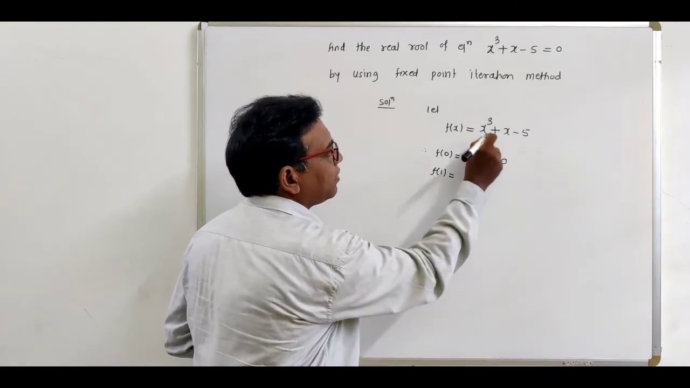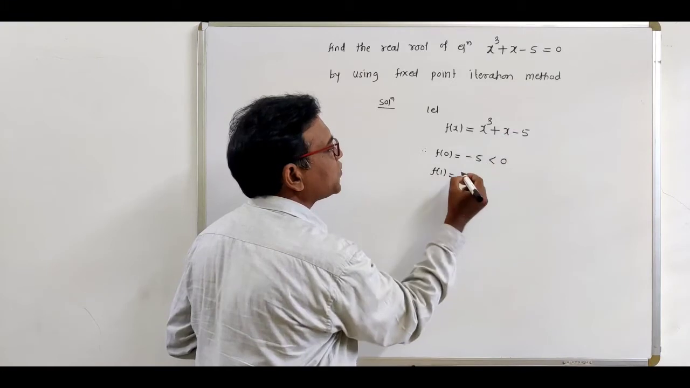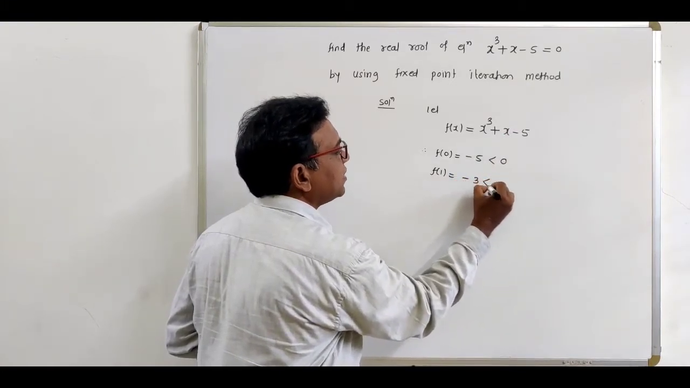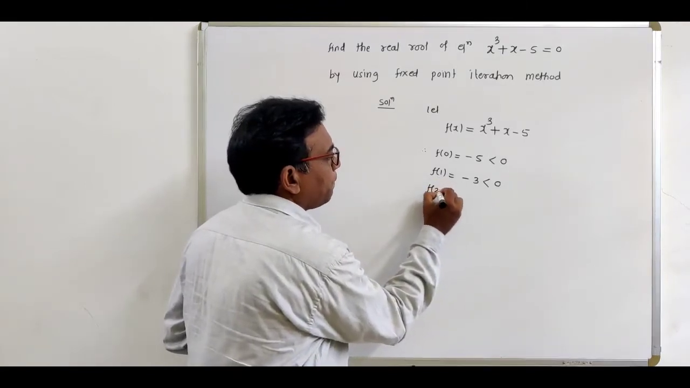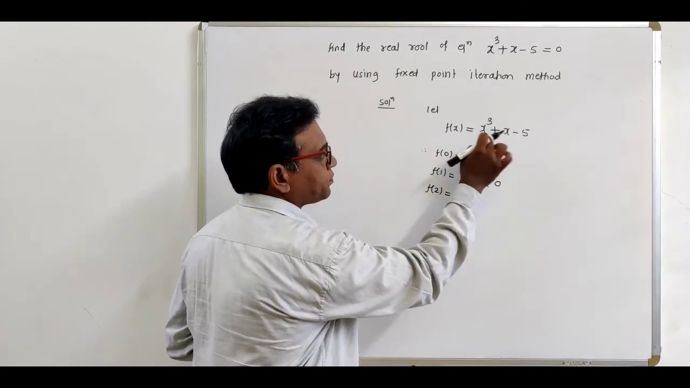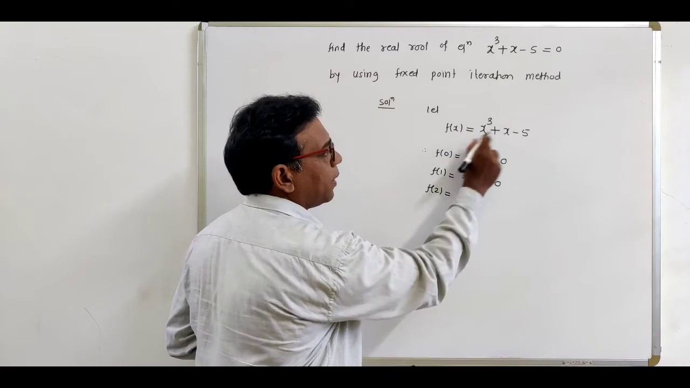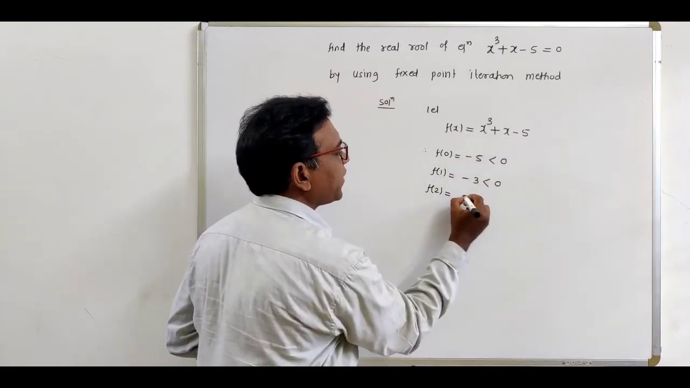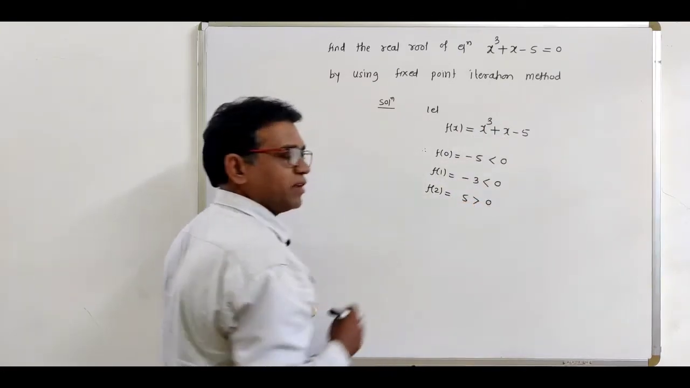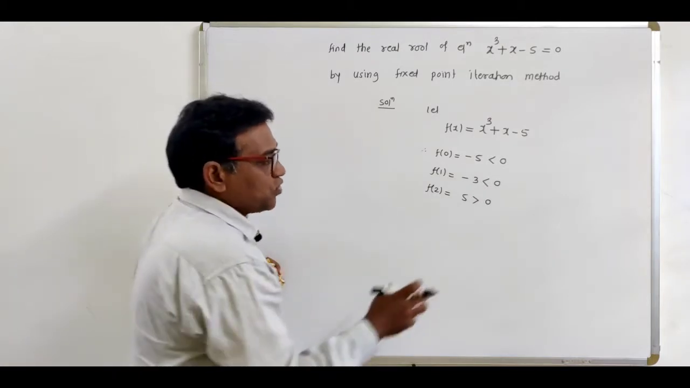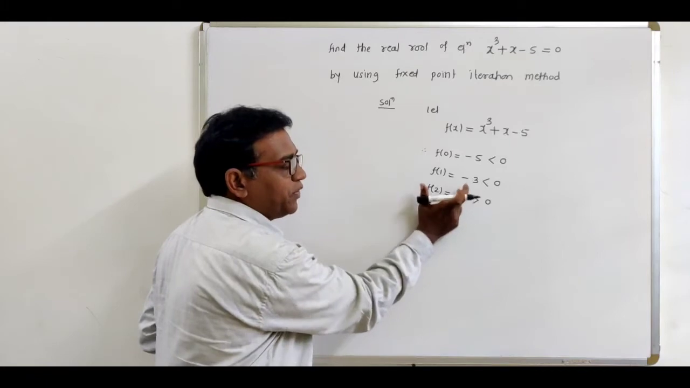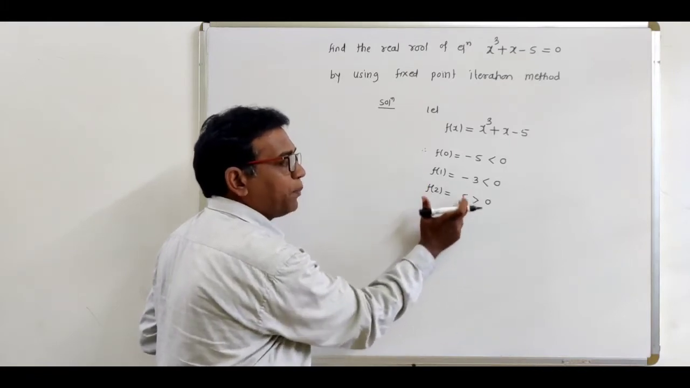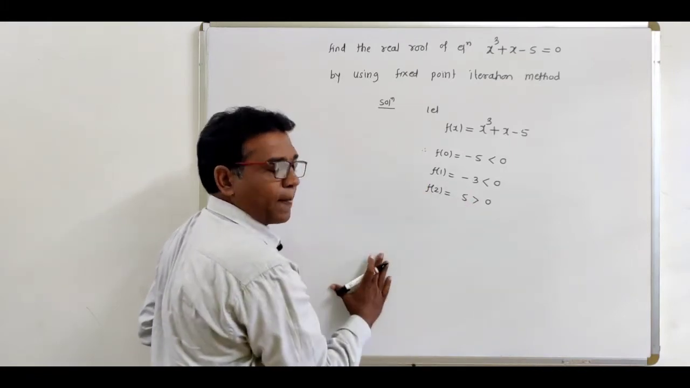Put x equal to 1: 1 plus 1 is 2, 2 minus 5 is minus 3. This is again the negative functional value. Put x equal to 2: 2 cube is 8, plus 2 is 10, 10 minus 5 is 5, so this is a positive functional value. So we know this concept that the root always lies between the negative and positive functional values.